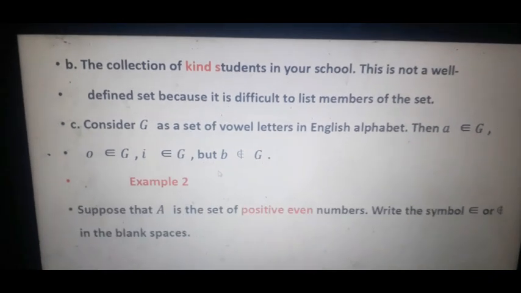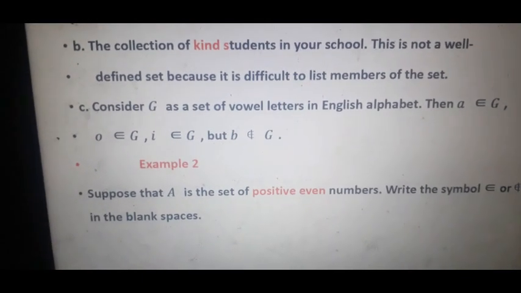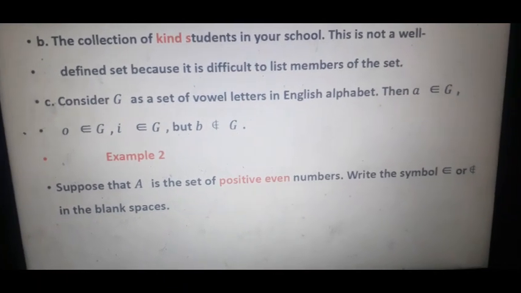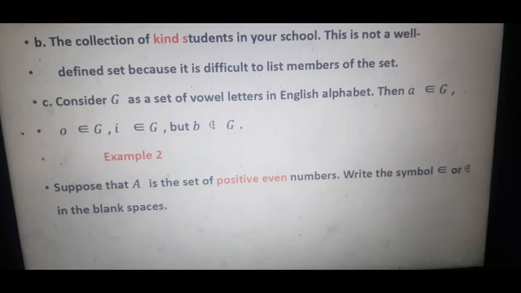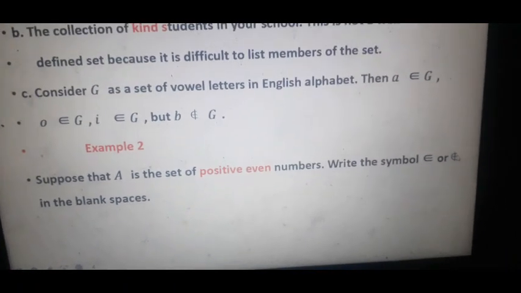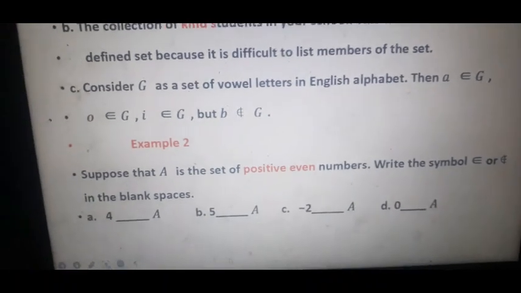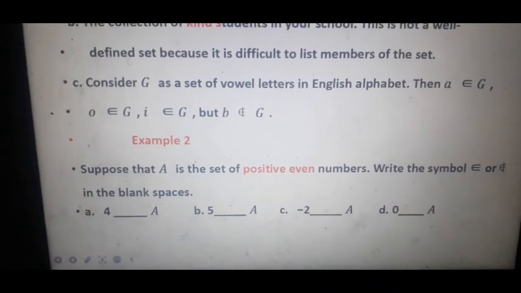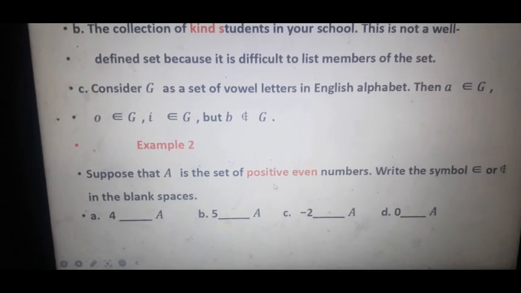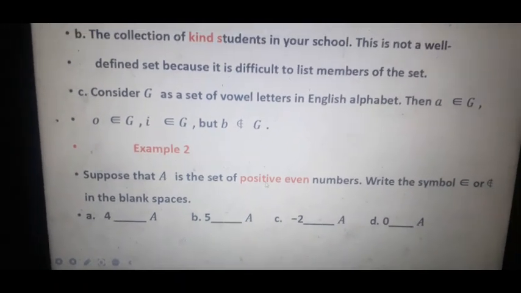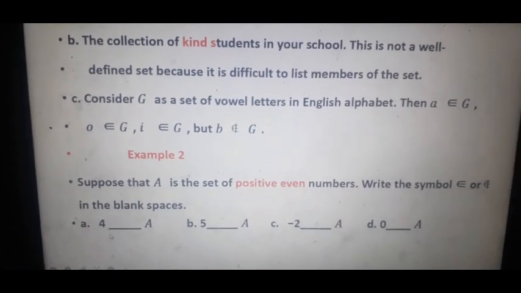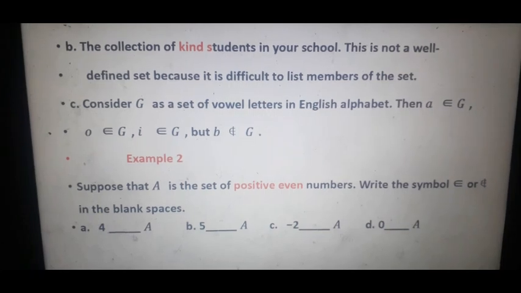For example 2, suppose that A is the set of positive numbers. Write the symbol element or not an element in the blank space. Here, the given set is the set of positive even numbers: 2, 4, 6, 8, like that. So 4 is an element of A, exactly.